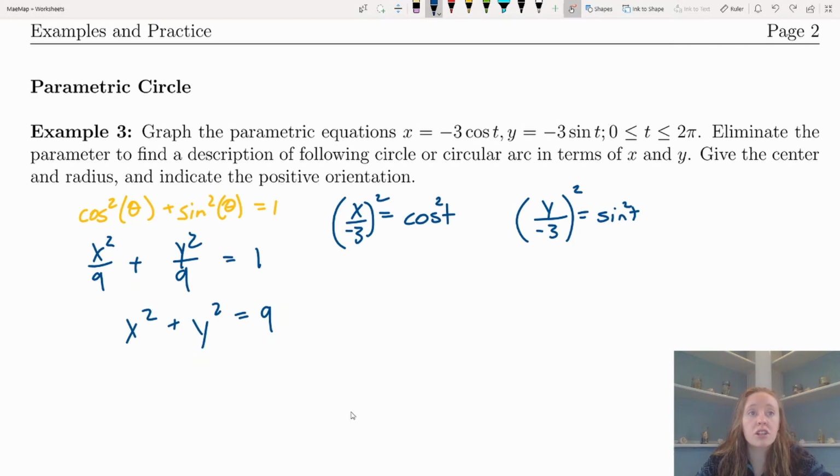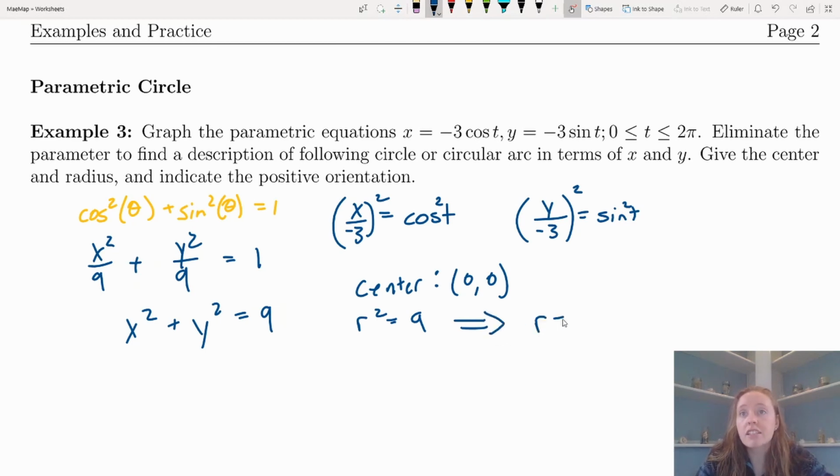If I do that, I'll have x squared plus y squared equals 9. So here's my circle. I'm not shifting x and y at all, so I'm going to be centered at 0, 0. So my center is 0, 0. My radius, my r squared, is equal to 9, which means that my radius is equal to the square root of 9, which is 3.